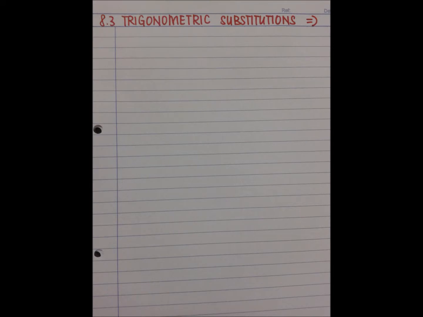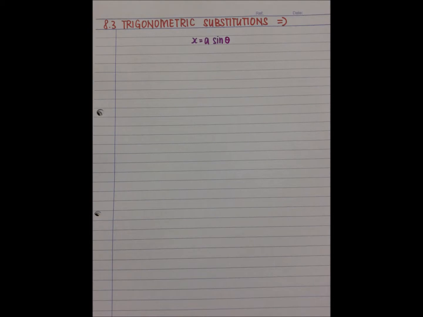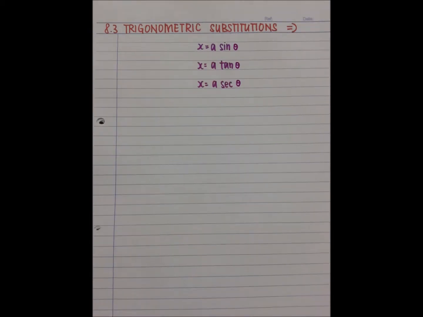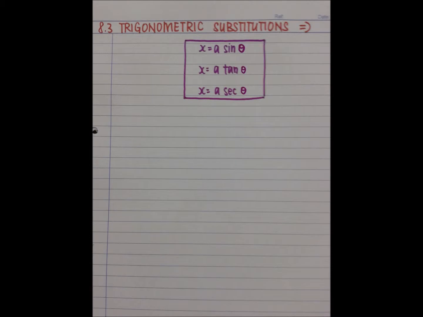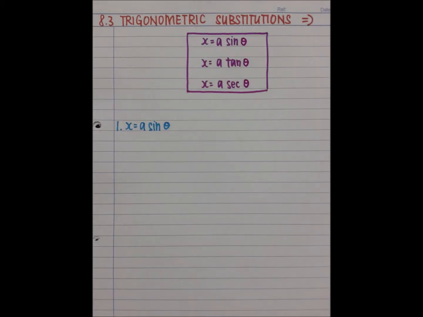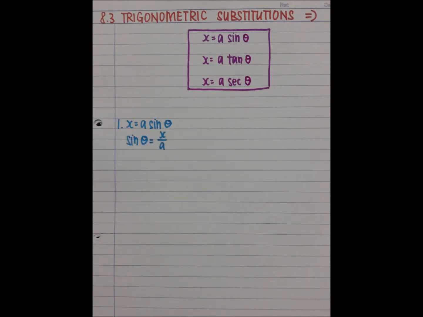There are three basic substitutions that we must remember: x equals a sine theta, x equals a tangent theta, and x equals a secant theta. We will also need to know the triangles for these trigonometric functions. For x equals a sine theta, sine theta equals x over a.